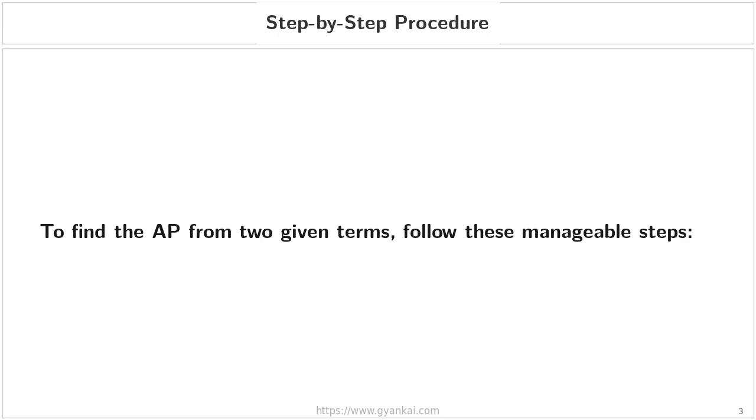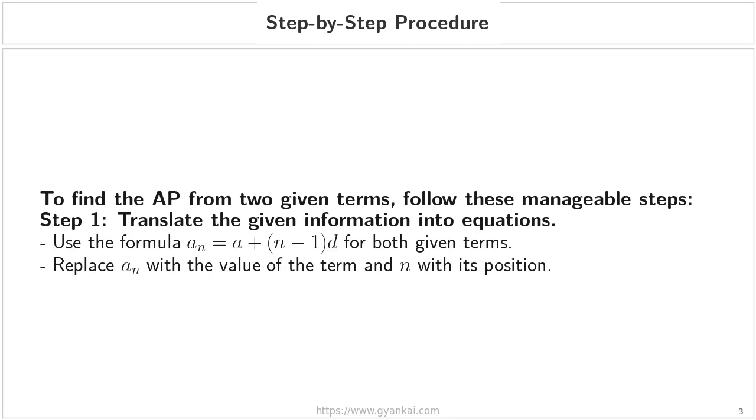Step-by-step procedure. Now that we understand the concept of using two equations to find our unknowns, let's break this down into a clear, step-by-step procedure that you can apply to any problem. Step 1. Your first task is to translate the word problem or the given information into mathematical equations. To do this, you'll use the general term formula, which is a sub n equals a plus, parenthesis, n minus 1, parenthesis, d. You need to apply this formula to both of the terms you were given.